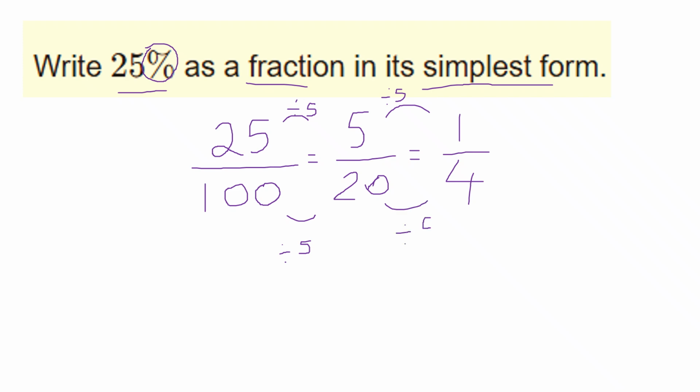And I can no longer simplify it further because there are no other common factors other than 1. We call that co-prime, okay, 1 goes into both 1 and 4. So that is 25% as a fraction in its simplest form. Okay, so that can be worth up to 2 marks on a functional skills exam.